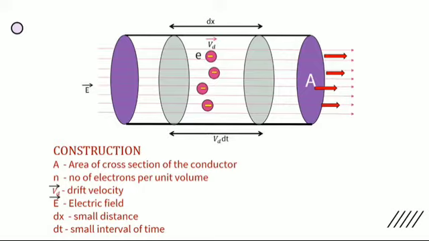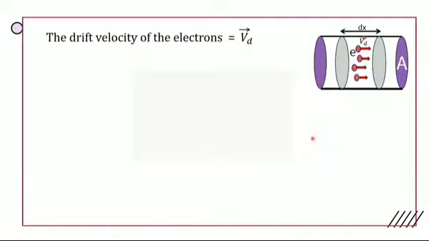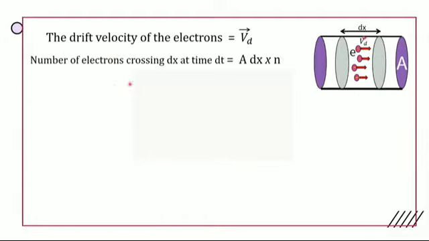From the figure, n is the number of electrons per unit volume, Vd is the drift velocity, E is the electric field, dx is a small distance, and dt is a small interval of time. Here the drift velocity of the electrons is Vd, so all the electrons move in one direction. The number of electrons crossing dx in time dt is A dx n. Here dx means that distance, taken over a particular time, and A is the cross-sectional area.